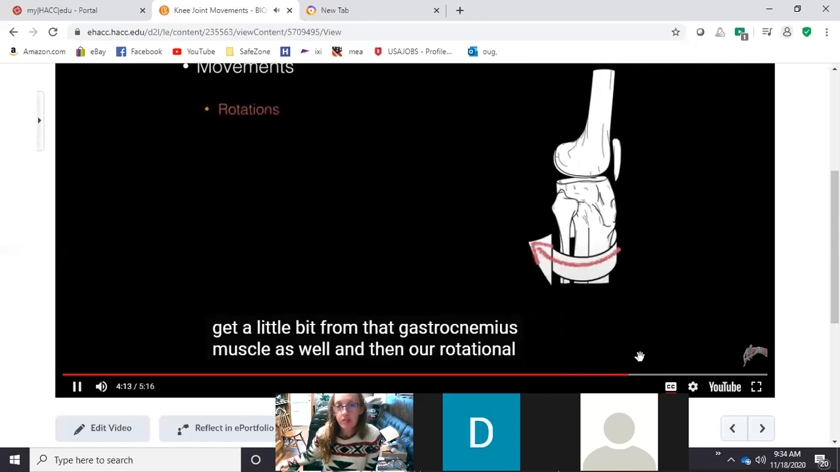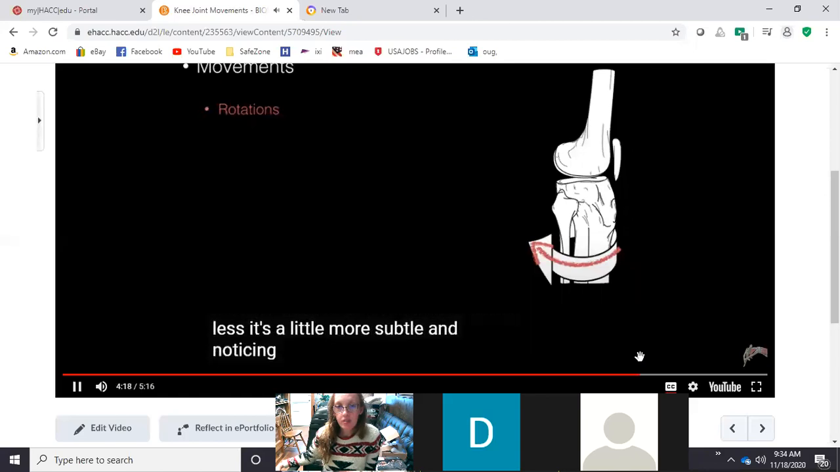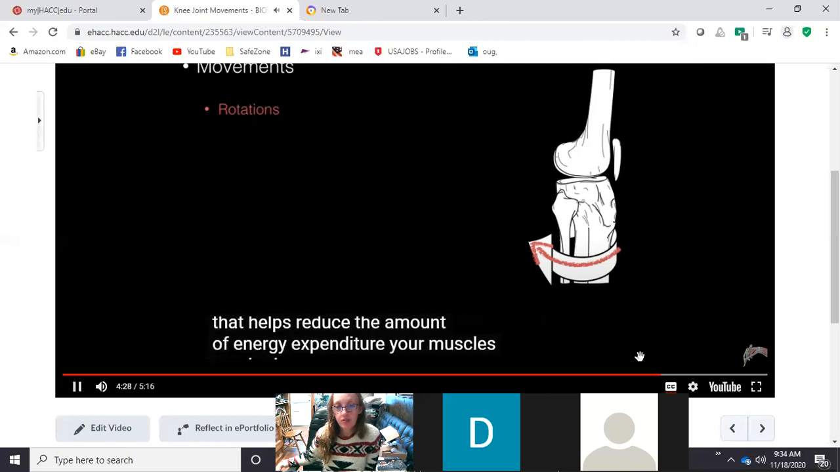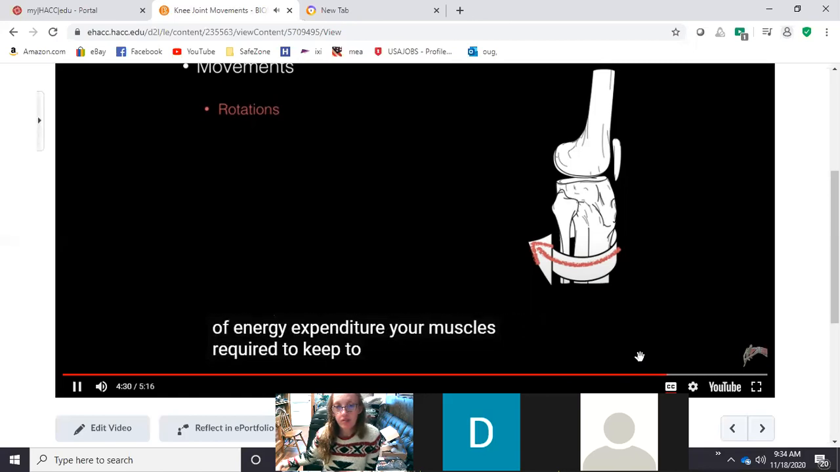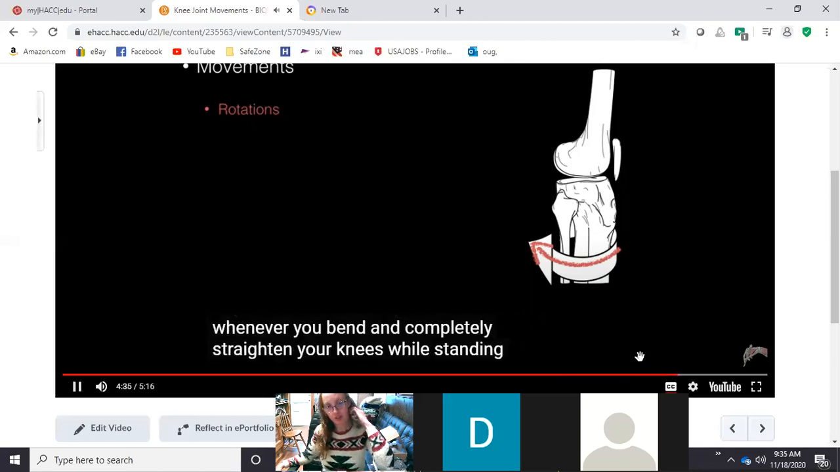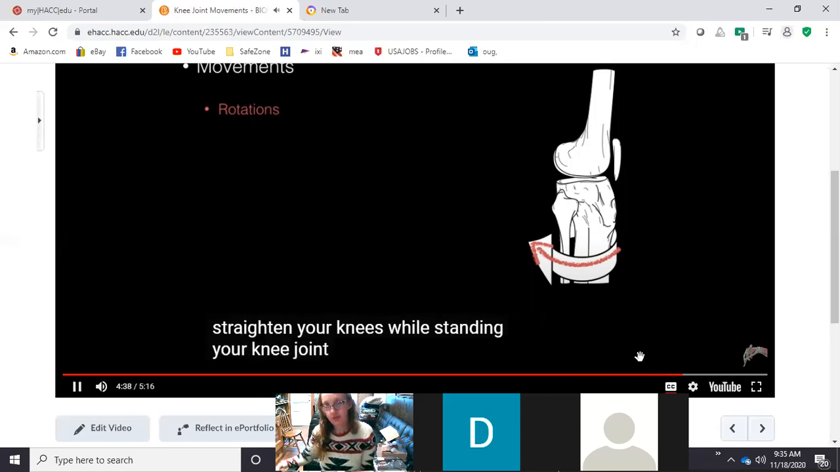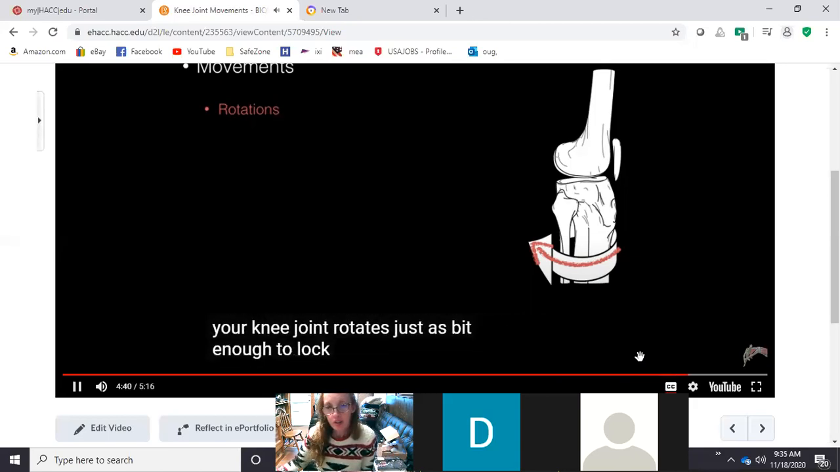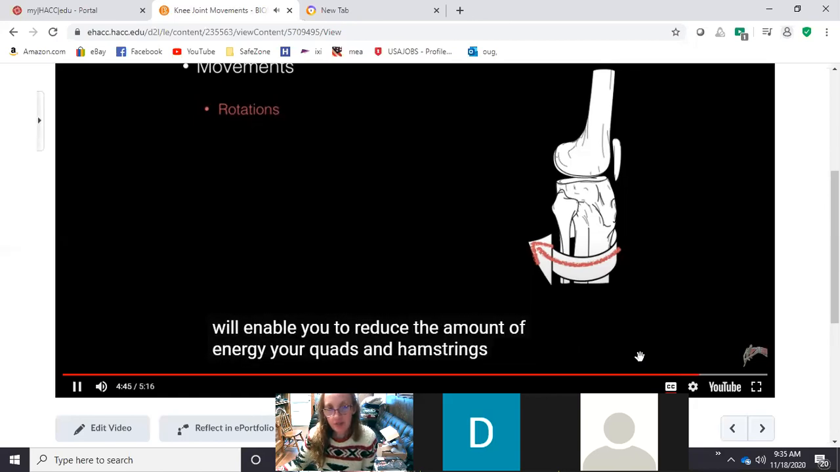And then our rotational movement. This is one that is a little more subtle to notice. When you are standing and your knees are bent, when you stand up and straighten, your knees lock. And that helps reduce the amount of energy expenditure your muscles require to keep standing. Whenever you bend and completely straighten your knees while standing, your knee joint rotates just a bit, enough to lock your knee. That will enable you to reduce the amount of energy your quads and hamstrings would require to stand up straight.